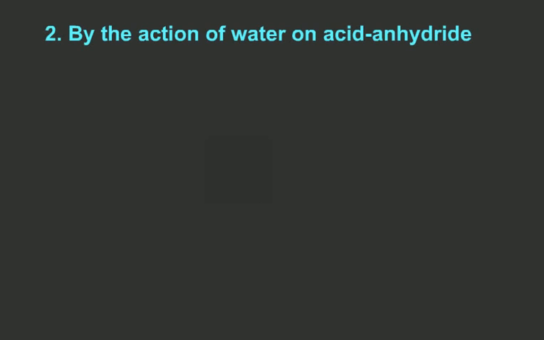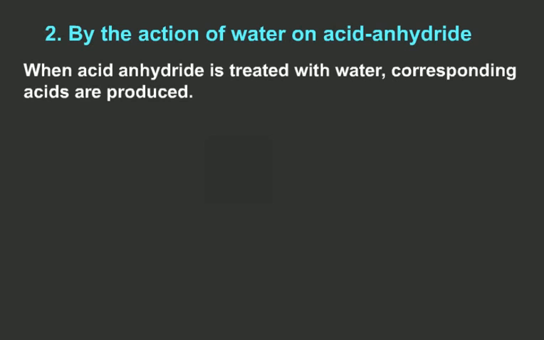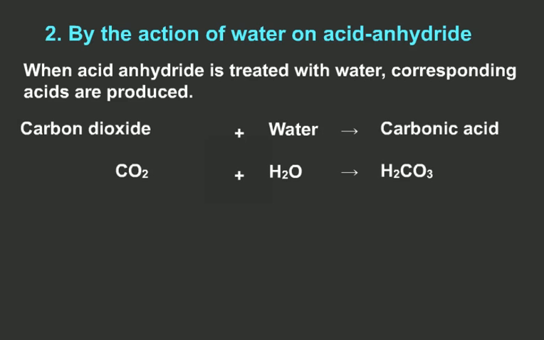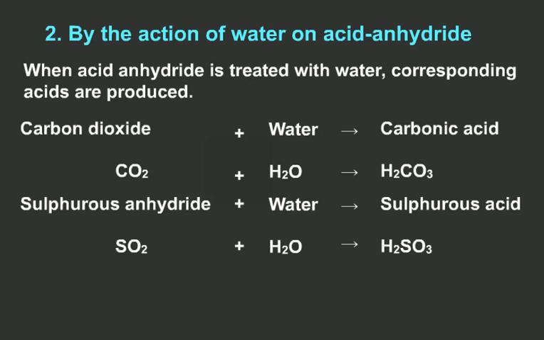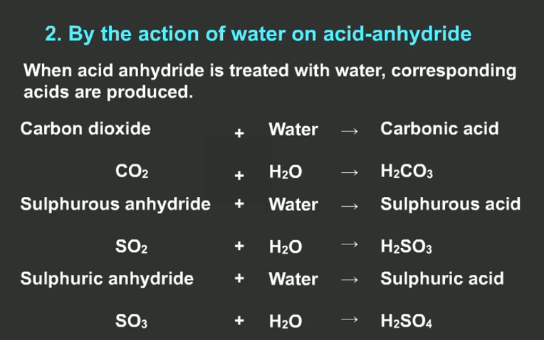Number 2, by the action of water on acid-anhydride. Students, when acid-anhydride is treated with water, corresponding acids are produced. For example, when carbon dioxide combines with water, it gives carbonic acid. When sulfurous anhydride combines with water, it gives us sulfurous acid. Similarly, when sulfuric anhydride combines with water, it gives us sulfuric acid.